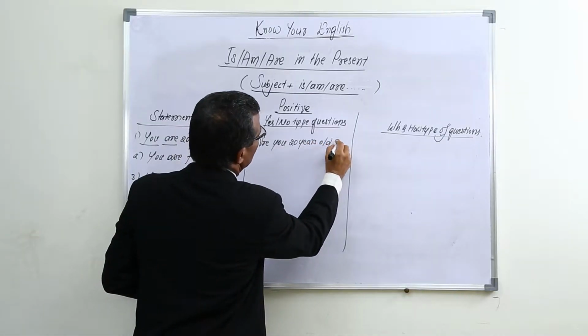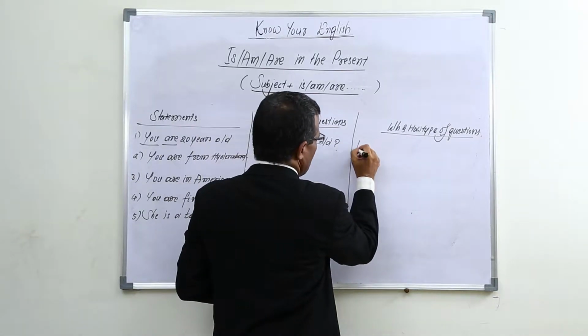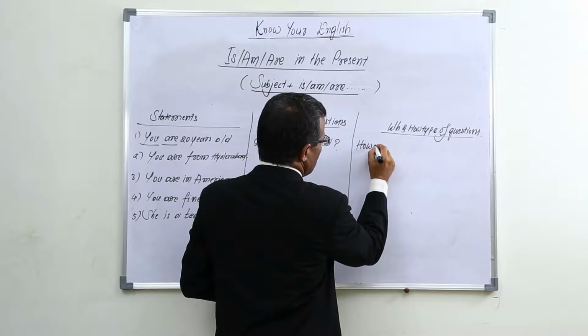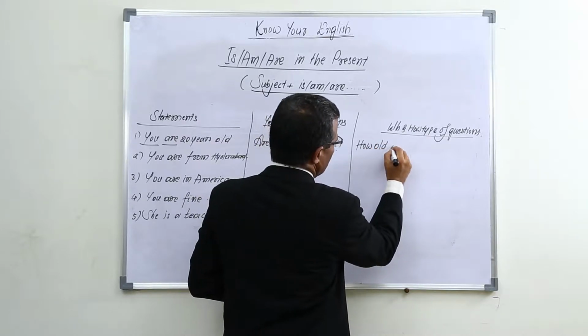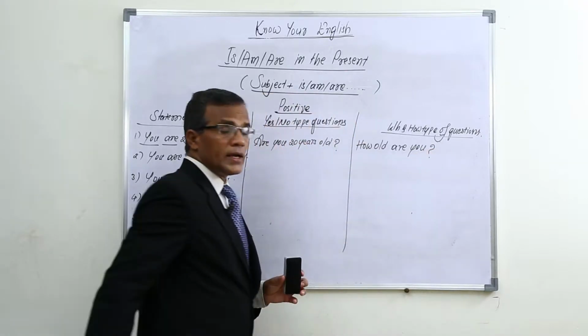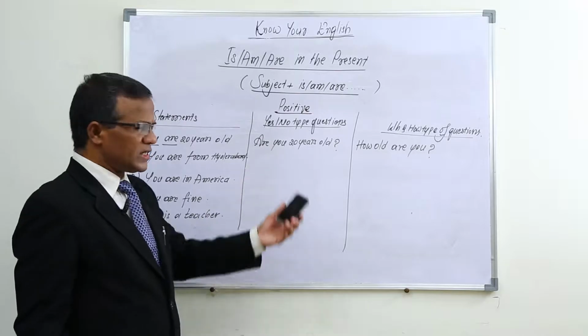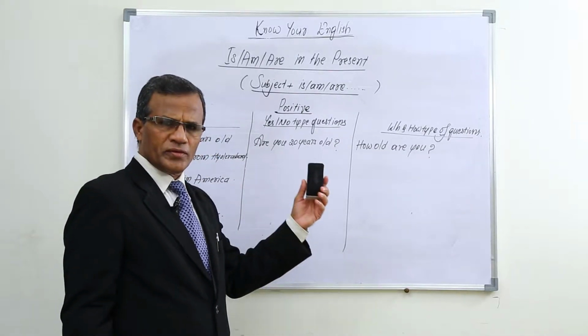Are you 20 years old is the question. Before this, if you use how old, are you, how old are you is a WH question. The answer for that is I am 20 years old, I am 10 years old, I am 15 years old, like that we can say.